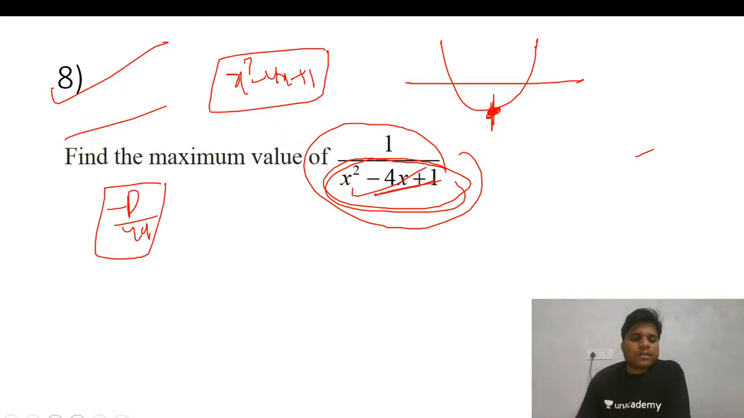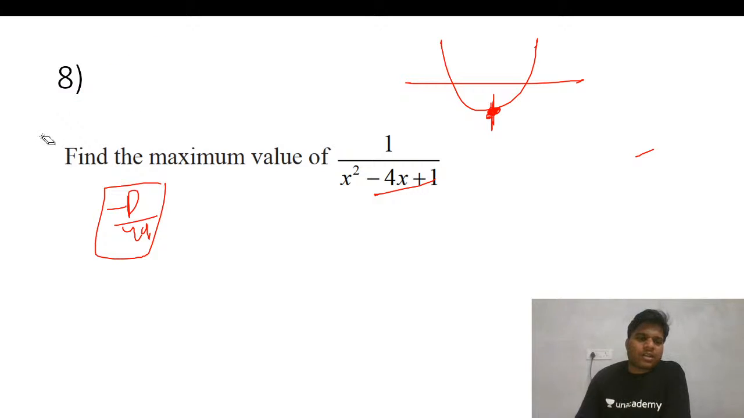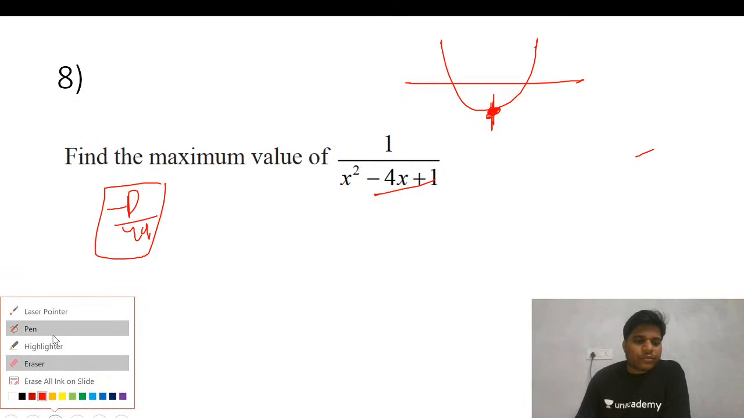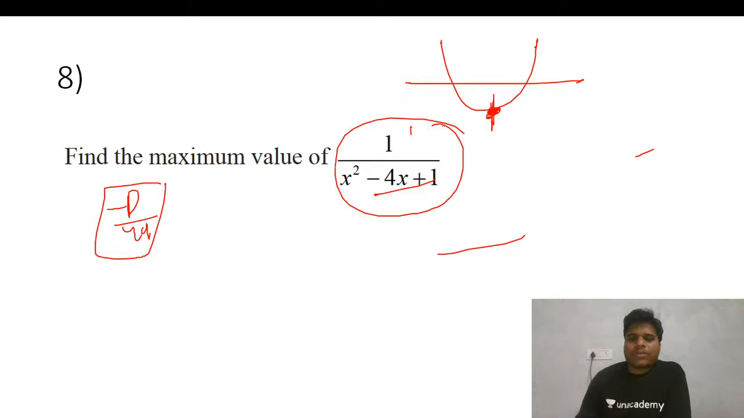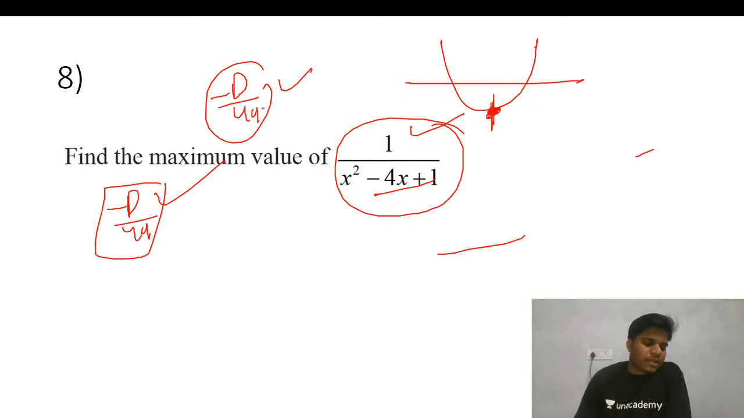I know that most of you will try to use your differentiation approach. That is also right, but I would not recommend it for any calculation of this type where a quadratic is there. So just remember this: for the quadratic, minus d upon 4a will be your maxima or minima there. Fine.